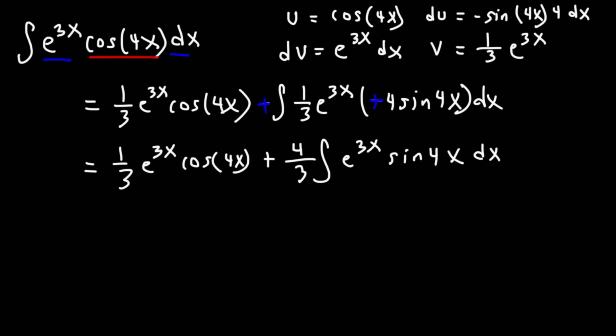Now we need to use integration by parts one more time. So dv will be the same. We don't need to adjust this part of the formula. But u is going to be sine 4x as opposed to cosine 4x. So du is going to change as well. The derivative of sine is cosine 4x, and then times 4 times dx.